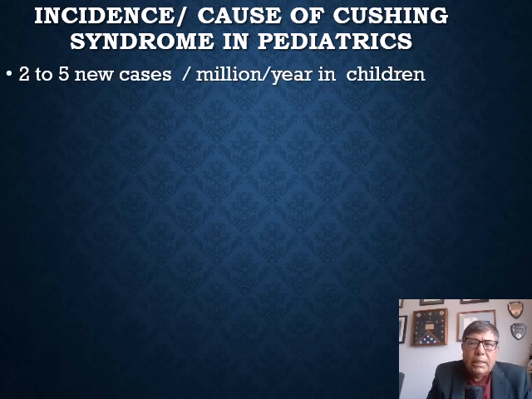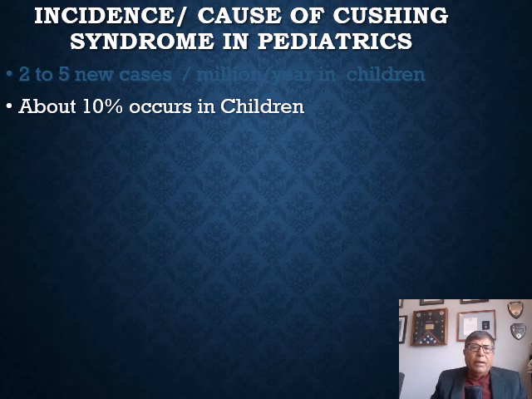Let's look at the incidence of Cushing syndrome in pediatrics. It's about 2 to 5 new cases per million per year in children. But about 10% of all Cushing syndrome or disease that has been described is in children.